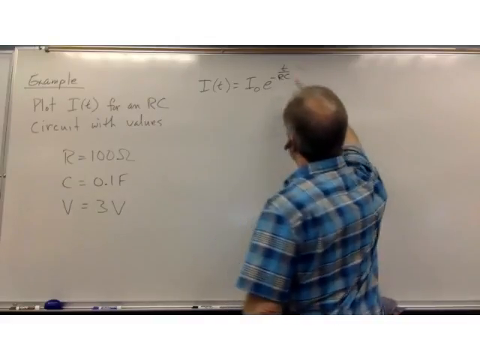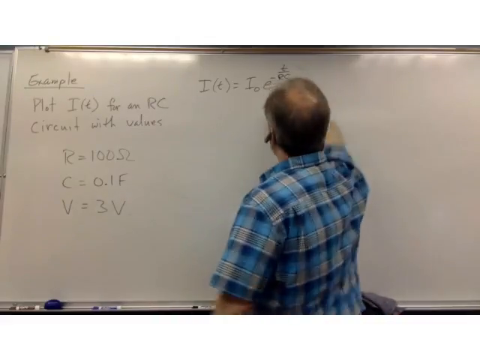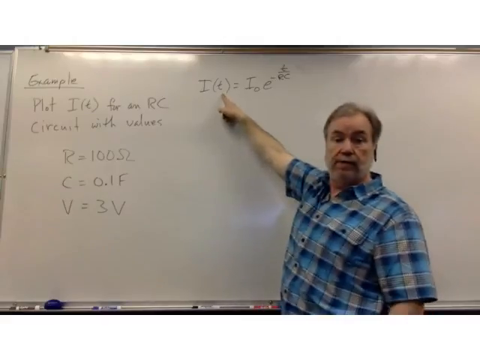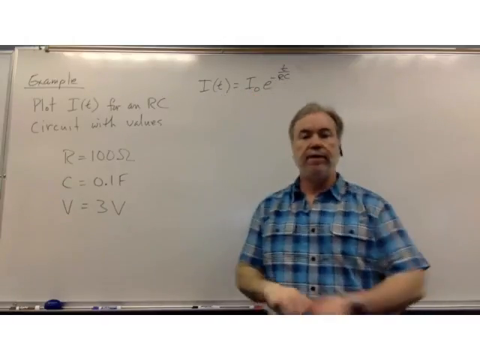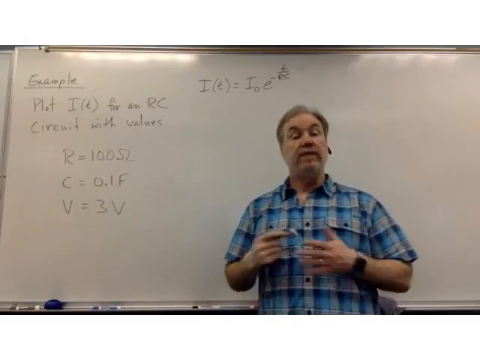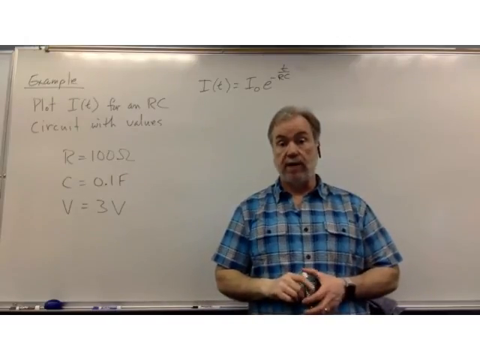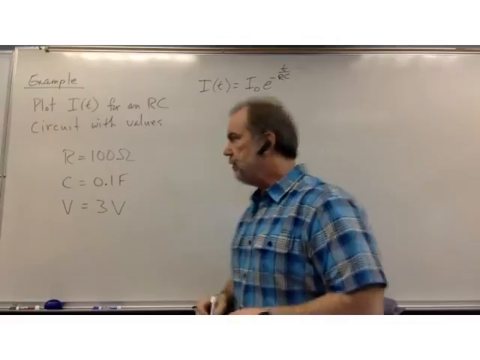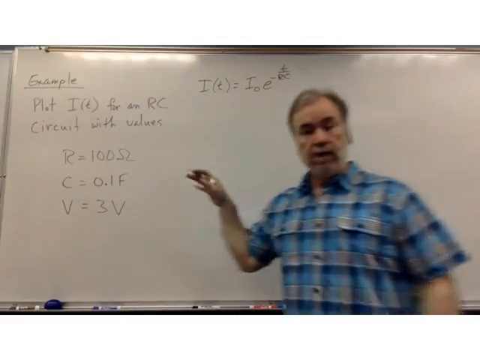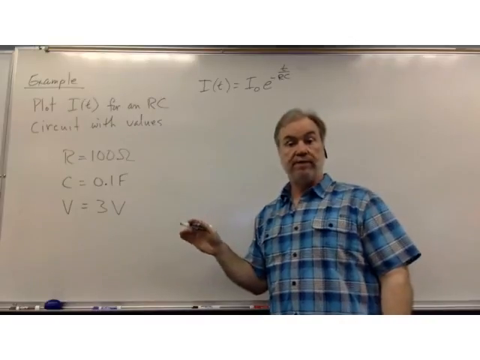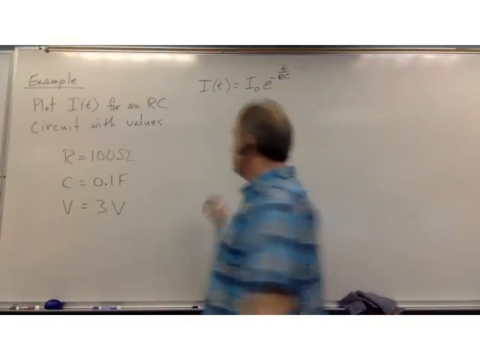C is this capacitance here. T is our variable. And then I naught, now I naught is interesting here and important. I naught is the initial current that flows. Now here's how to think about this. We're going back to charging the capacitor.